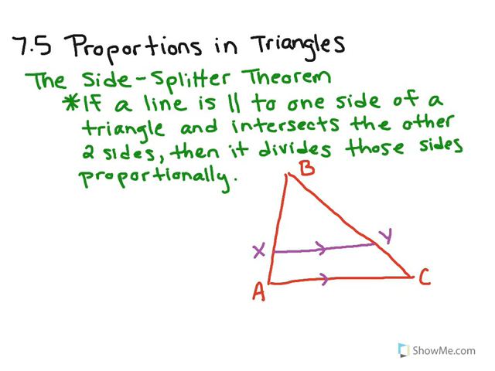So that takes care of the first part that says if a line is parallel to one side of a triangle. Now let's take a look at the next part. It said that it has to intersect the other two sides, which it does. It intersects right here at X and right here at Y. And then it says it divides those sides proportionally. A couple really vague terms here are "it" and "those." What does it mean, "it"? What is dividing what sides?